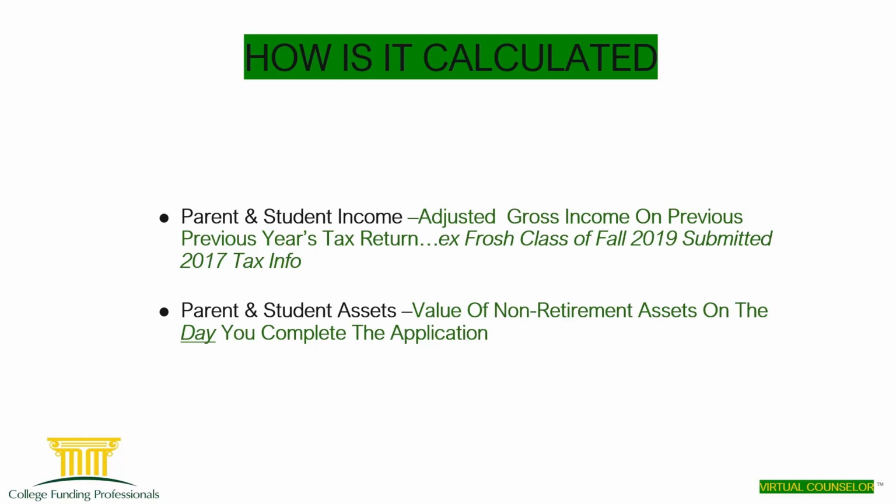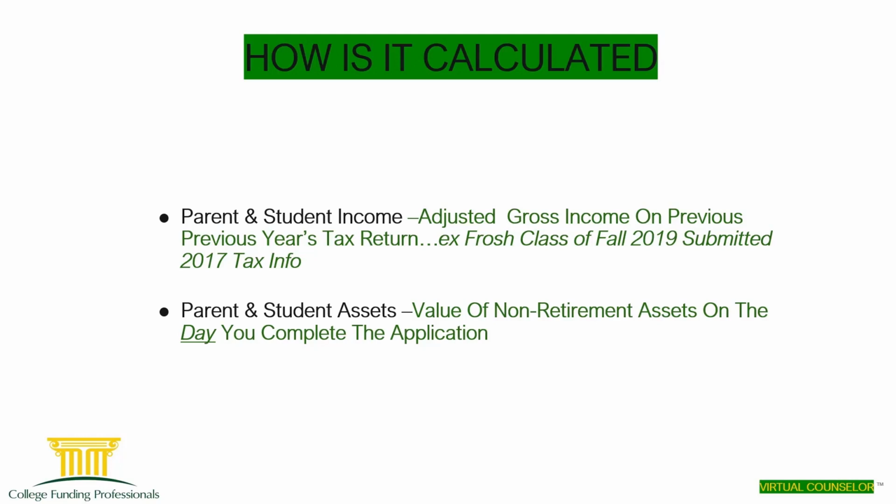And I'll get into this a little bit later on when we talk about some examples of how you can reduce your expected family contribution, including sheltering assets, and how you can do that all the way up to the point where you fill out the applications, because, again, it's a snapshot of the day you complete the application. So very big distinction between the two. And I'll get into non-retirement assets. What does that mean, the definition?